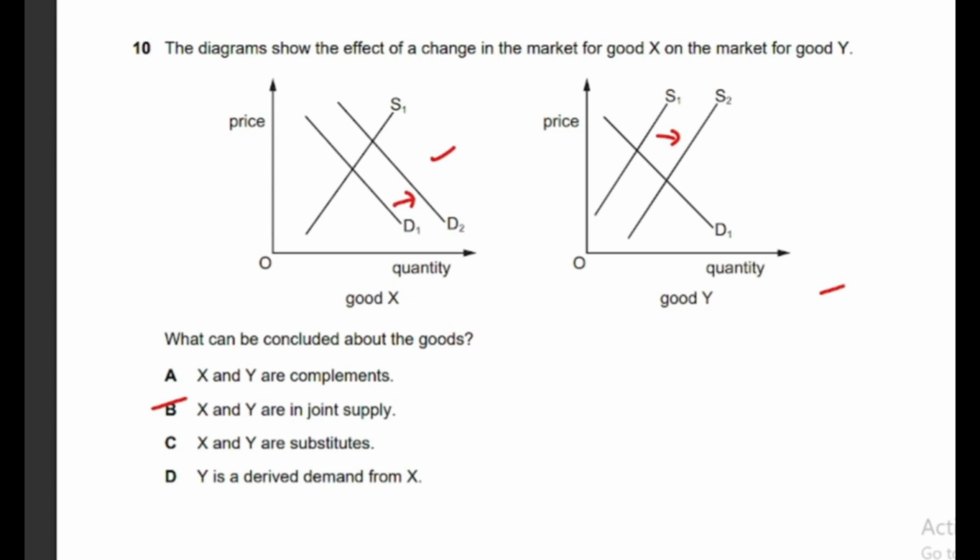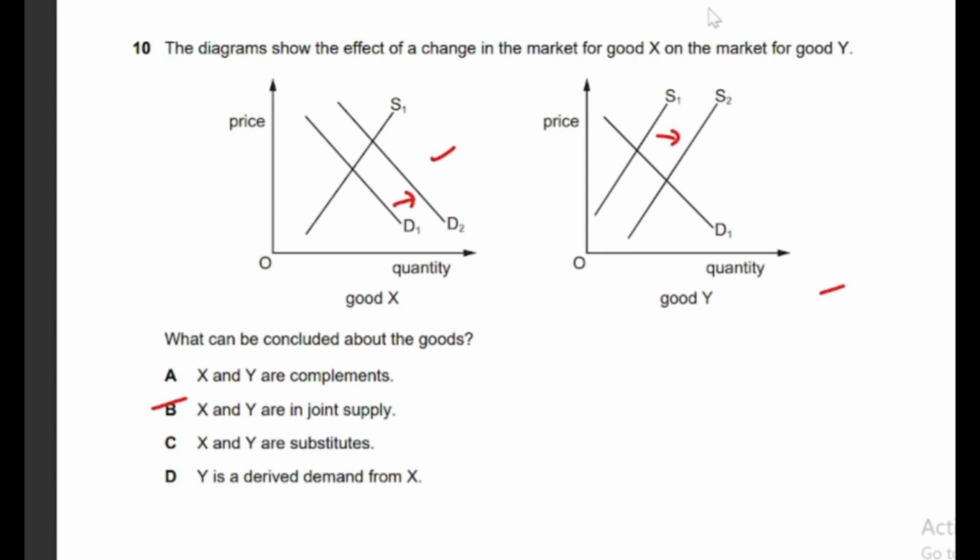Examples can be like honey and beeswax. They are in joint supply. If we supply more honey, then beeswax will also be supplied more. Similarly, mutton and wool. Let's suppose demand for mutton increases, then definitely more sheep will be supplied, and if more sheep are supplied, then definitely more wool will also be supplied.